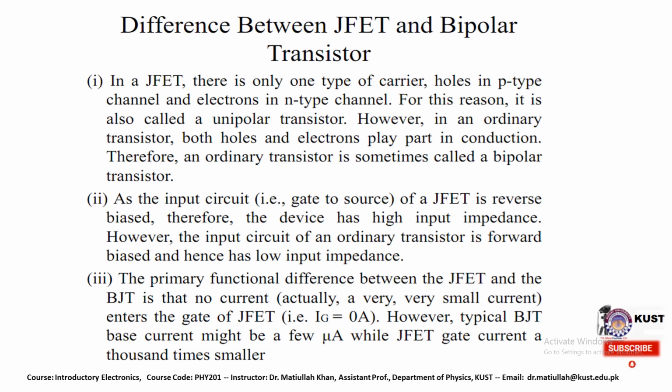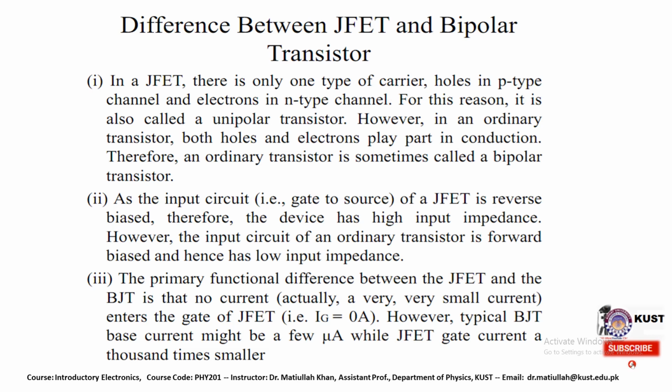If we come to the input circuit, the gate to source of a junction field effect transistor is reverse biased, therefore the device has high input impedance. However, the input circuit of an ordinary transistor is forward biased and hence has low input impedance. The primary functional difference between the JFET and the BJT is that no current, actually a very small current, enters the gate of a junction field effect transistor, so the gate current is approximately 0. However, in a typical BJT, the base current might be a few microamperes, whereas the JFET gate current is 1000 times smaller than that.